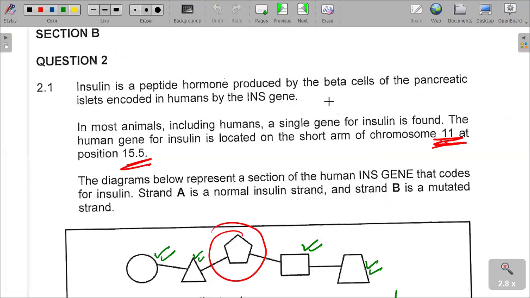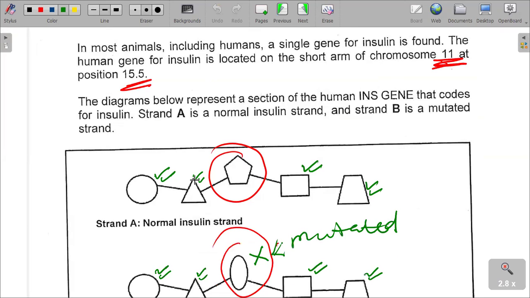We have a question here, question 2. Insulin is a peptide hormone produced by beta cells of the pancreatic islets, encoded in humans by the gene. In most animals, including humans, a single gene for insulin is found. The human gene for insulin is located on the short arm of chromosome 11 at position 15.5. The diagram below represents a section of the human gene that codes for insulin.